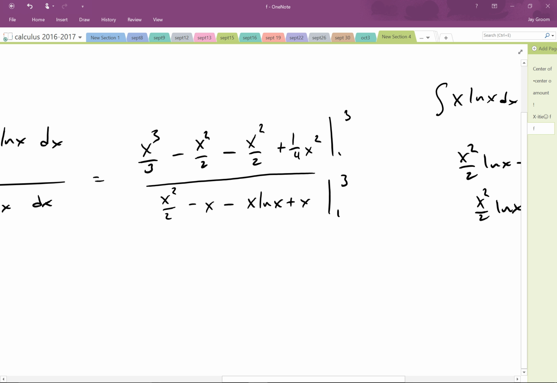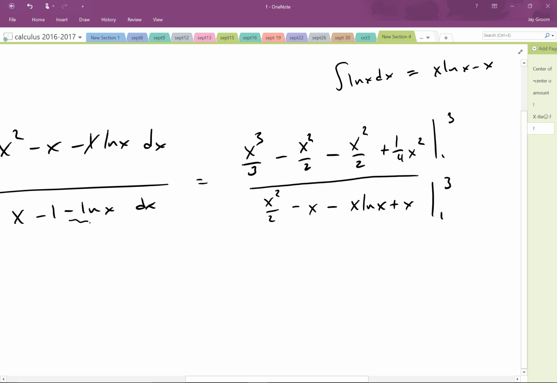Where on the bottom did the plus x come from? Well, I could show it using integration by parts, that the integral of ln of x is x ln of x minus x. And then you notice it was minus already, so I just multiplied the negative through. I was trying to speed things along a little bit. I probably shouldn't have.